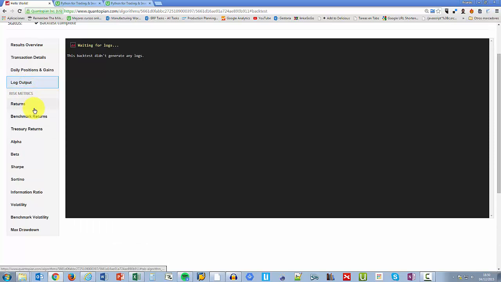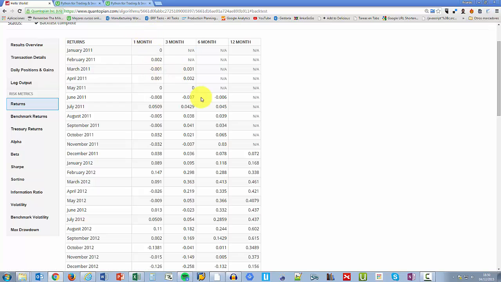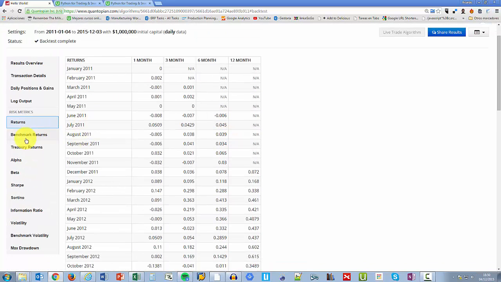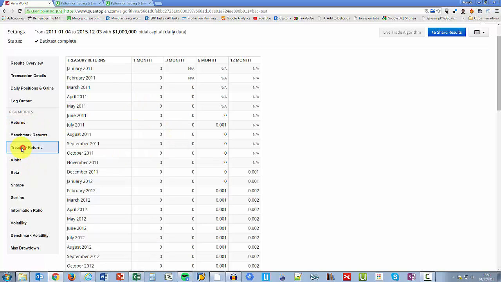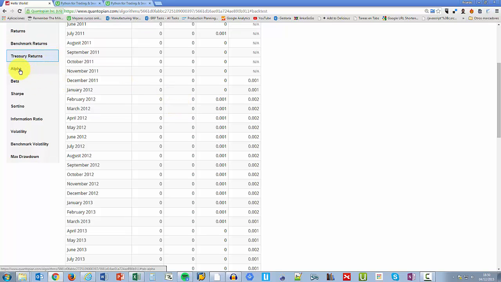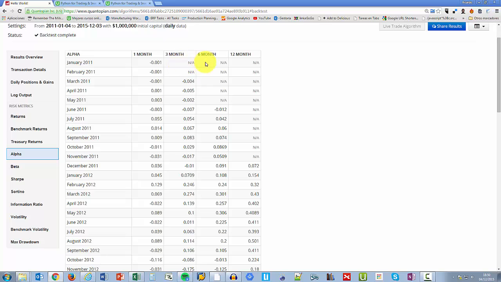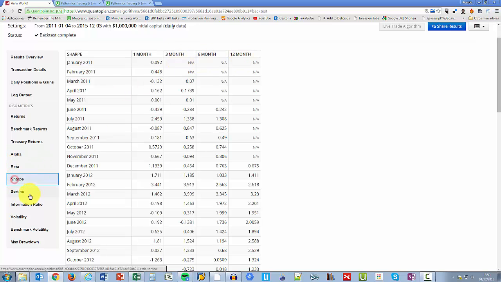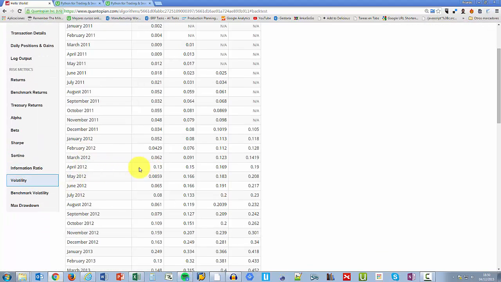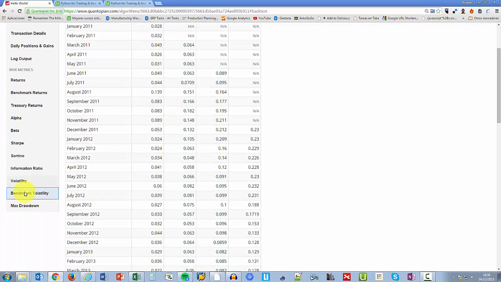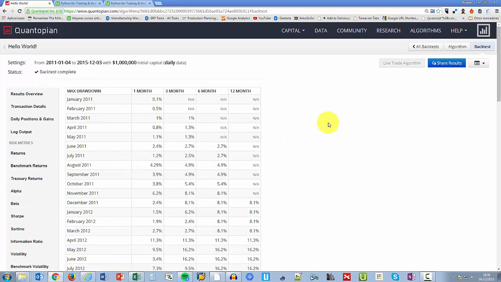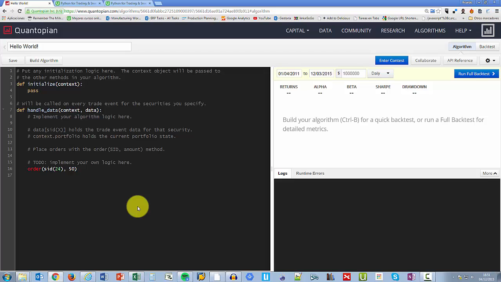We could create a log if we want, just using some of the functions offered by Quantopian, and we are going to have different other metrics such as the returns, benchmark returns to compare them, treasury returns also to compare it to the treasury, alpha in the different months, to 1 month, 3 months, 6 months, and 12 months, beta, Sharpe, Sortino, information ratio, volatility, our benchmark volatility, and maximum drawdown. So this is just an introduction to what we can see or what we can do with Quantopian. Of course, if we come back to the algorithm, here we can build algorithms as complex as we can imagine.